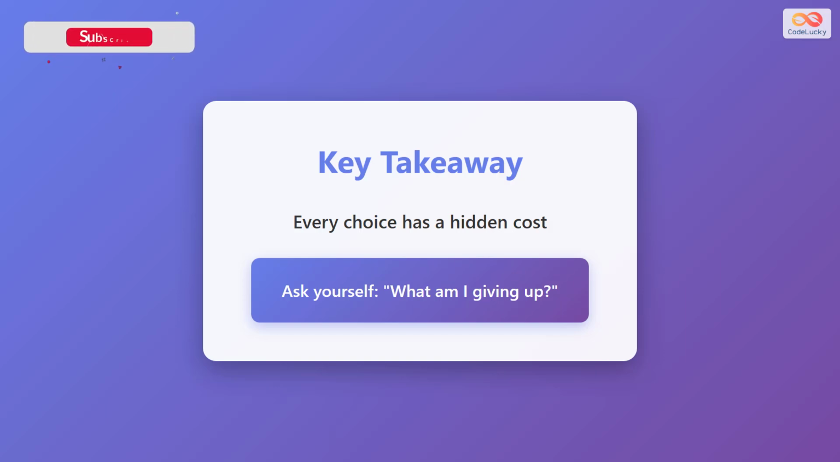Here's the key takeaway: every choice has a hidden cost. Nothing is truly free because choosing one thing always means giving up something else. Before making any decision, especially important financial ones, ask yourself this simple question: what am I giving up? This one question can transform how you approach decisions and help you make choices that truly align with your values and long-term objectives. Remember, opportunity cost isn't about always making the right choice. It's about making informed choices with full awareness of the trade-offs involved.